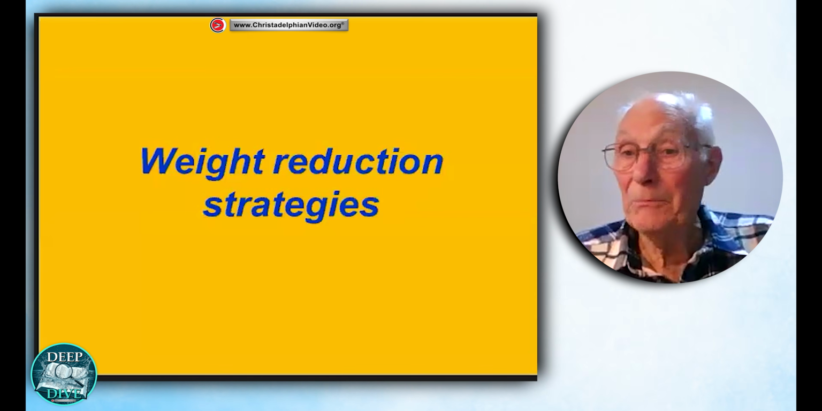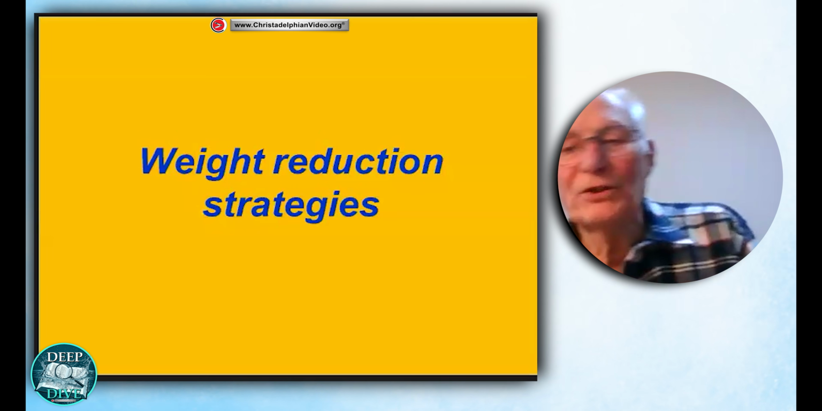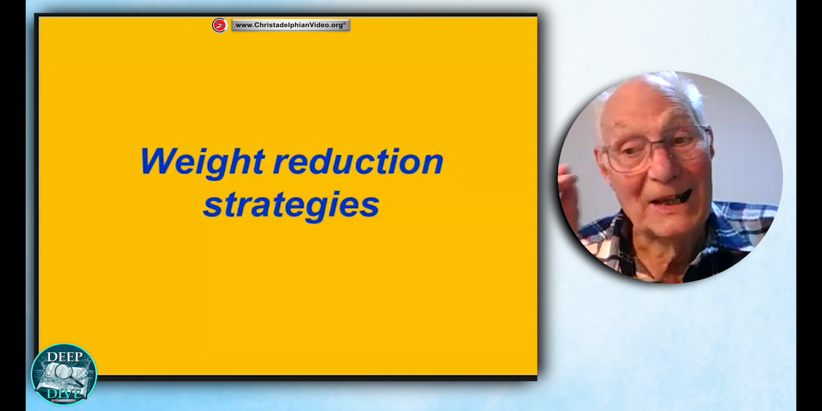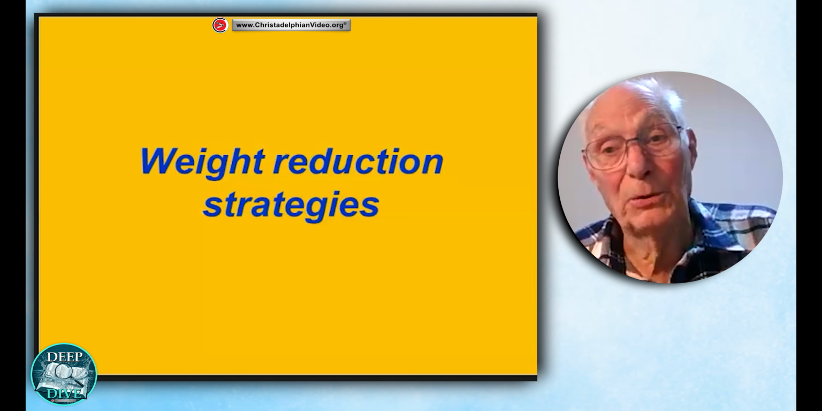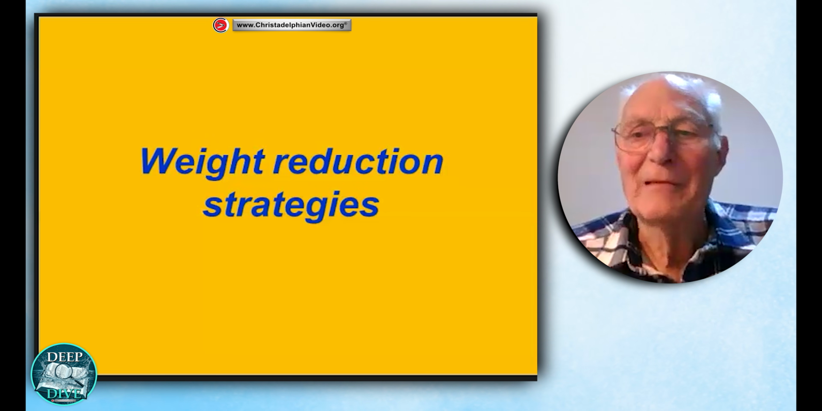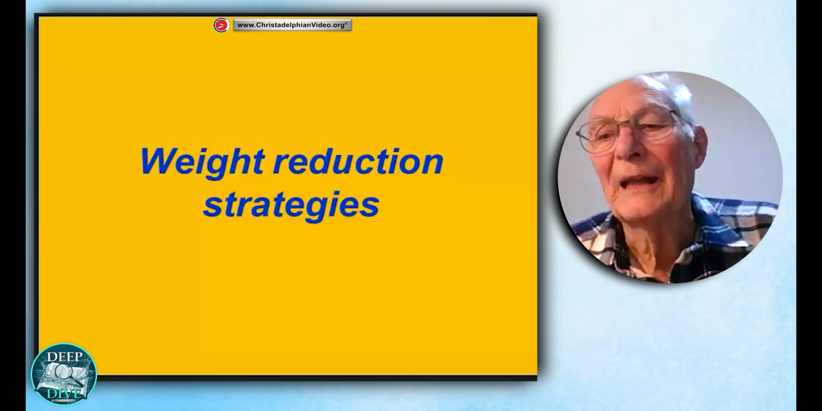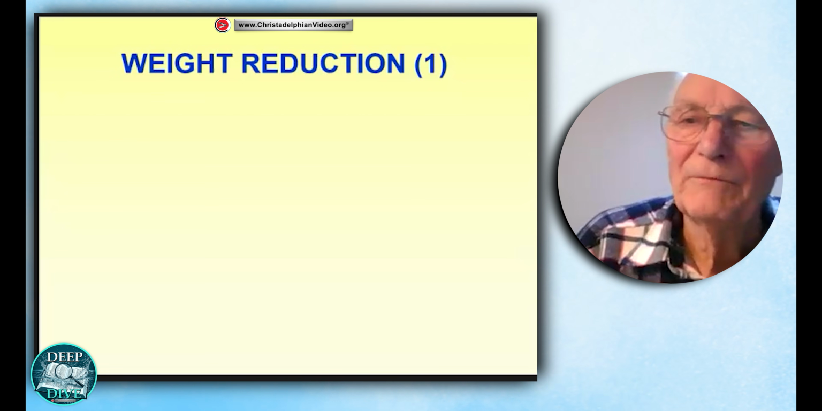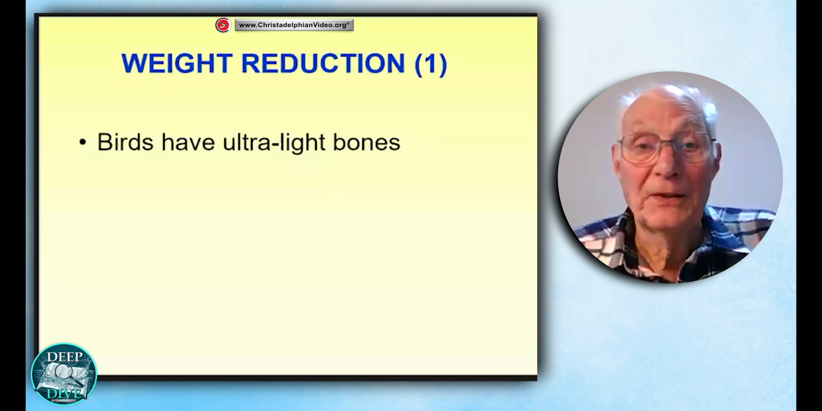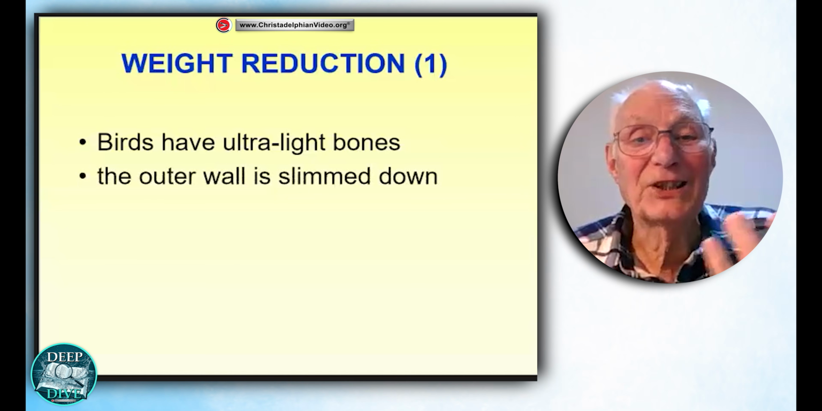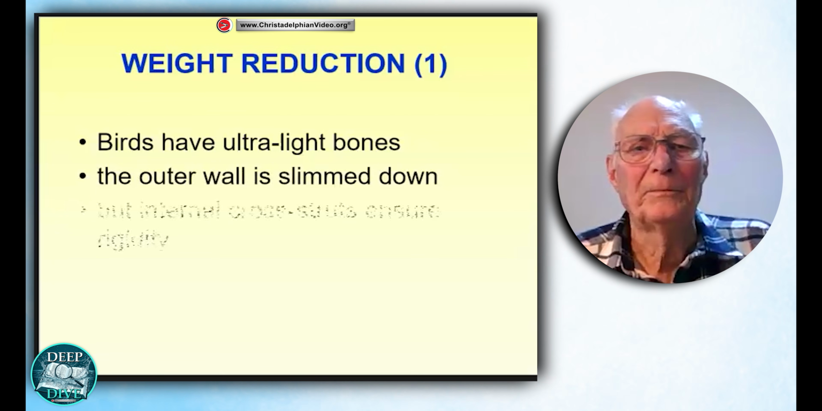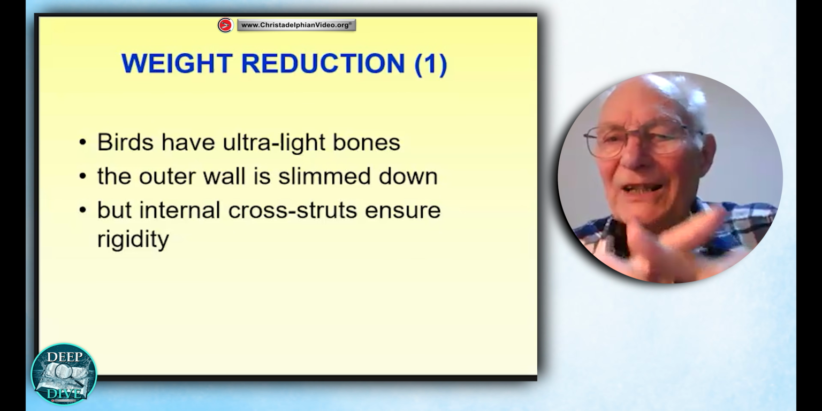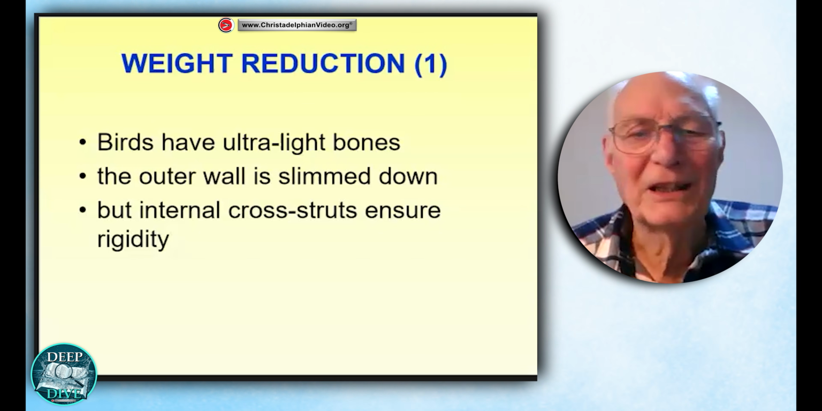It's amazing. And that brings us to bones, because obviously to create flight, the bird needs to be as light in weight as possible. Any aeroplane, extra weight means extra fuel, extra power needed. So to reduce the weight, birds have very light bones. Unlike ours, the outer wall of the bone is slimmed right down, so it's very thin. But it has cross-struts inside the bone to ensure it stays rigid, even though it's become very thin-walled.